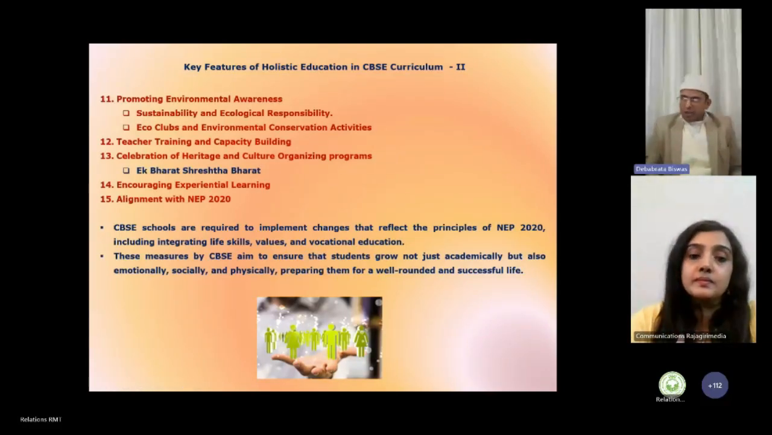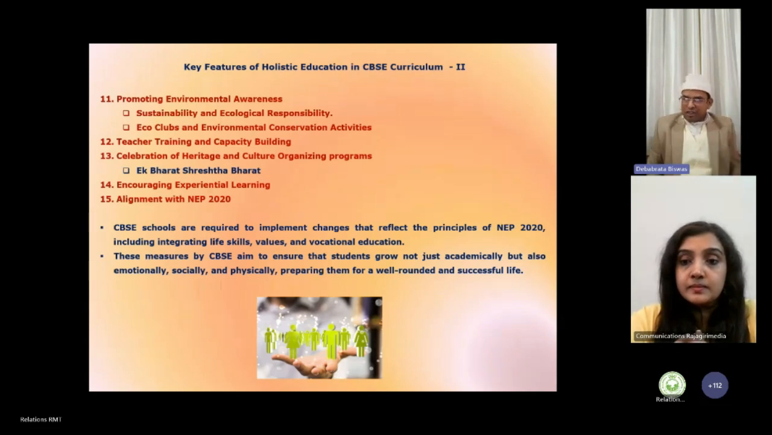Environmental awareness. It was there in the Indian knowledge system also. It was there in 2005 NCF also. Teacher training and capacity building. Very, very important. Teachers mostly do not want to study. Celebration of heritage and cultural organizing programs. That is very, very important. Dr. Kalam says we have everything to be a superpower in the world except self-esteem about our own culture, heritage, and tradition. We do not have self-respect. So that is very, very important.